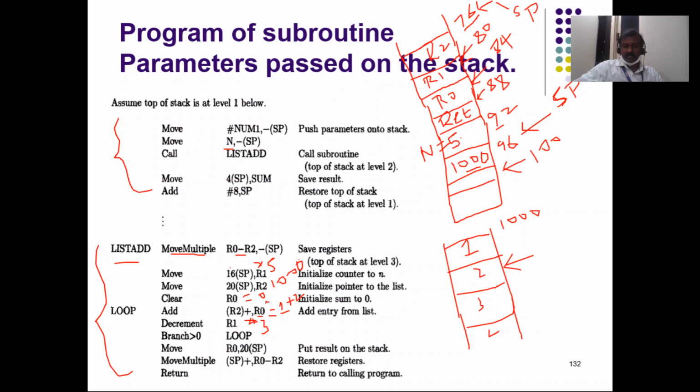Like that it will add. Finally the cumulative sum will be available in R0. After adding all the 5 values, when you decrement R1 it will become 0. Then when you check branch greater than 0, it won't be greater than 0, so this part won't execute.